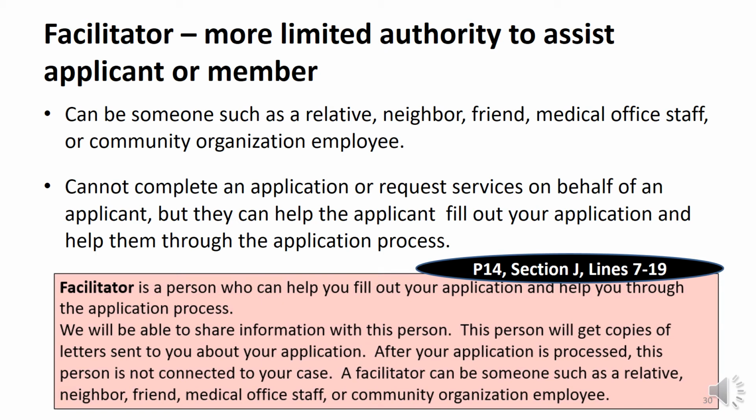It may be someone who's collecting a medical debt against the applicant or member, such as a nursing home or other medical office staff. So an employee of a nursing home or nursing facility can be a facilitator without signing a release of information form by filling out this portion of the application. Also, after the application has been processed and the facilitator appointment has expired, it's not required that the nursing facility submit a new release of information form.